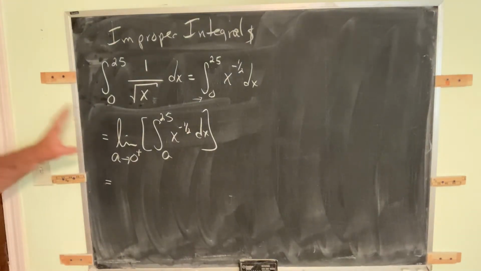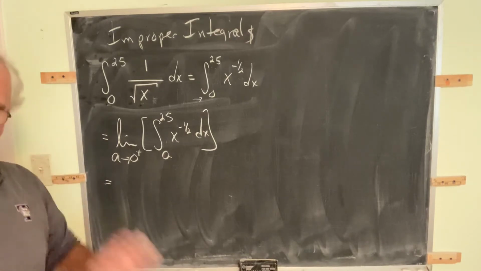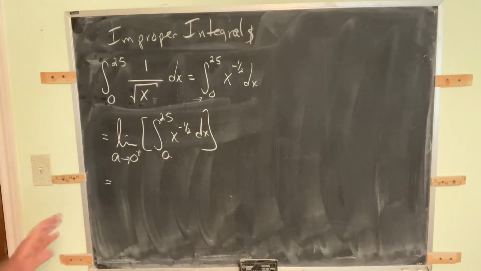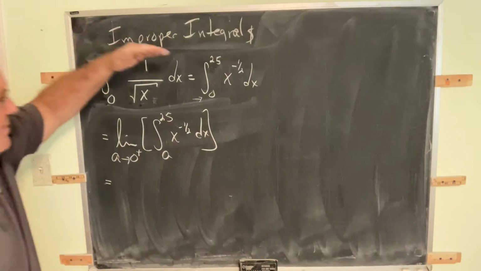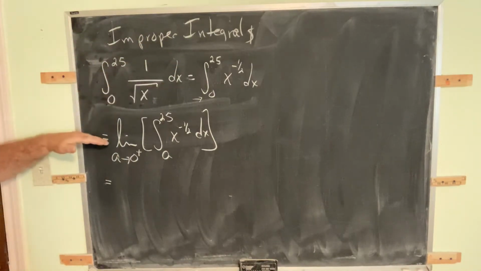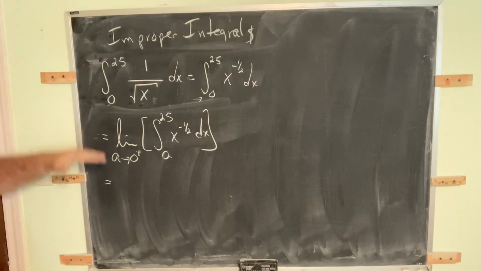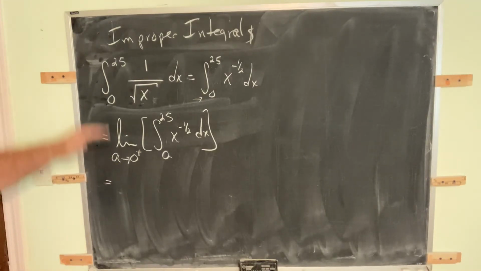That setup needs to become automatic for you. There can be no hesitation, no questioning about what goes where, translating from the improper integral into the limit statement. Now, there's plenty to do yet. We're not done, but if you don't get to this point correctly, then really whatever comes after this is not going to be accurate.